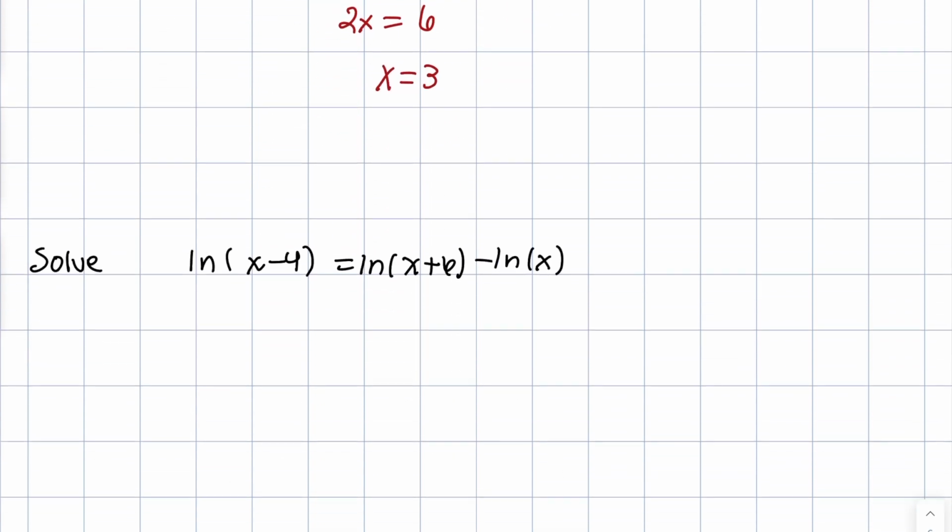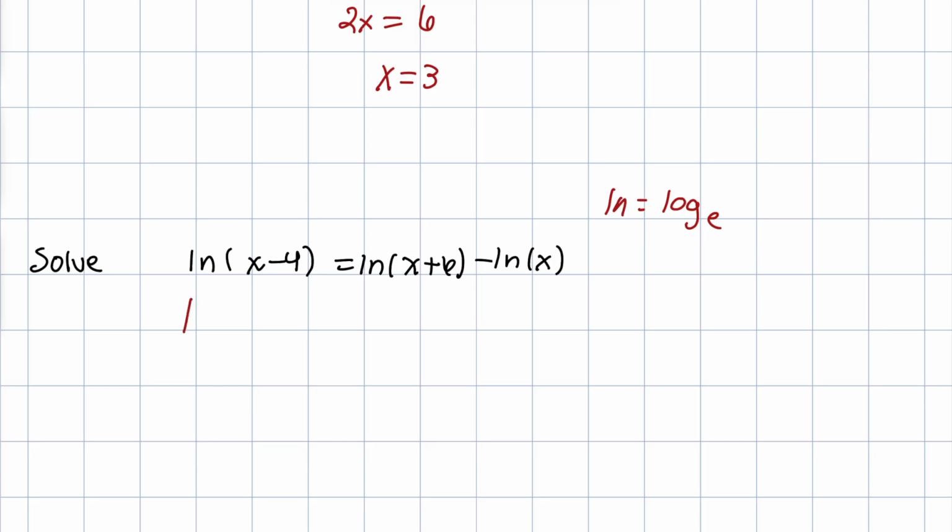Let's try this one. So now we have 3 logs. Now we actually have to be careful because we only have the formula for logs on both sides, and also don't get caught up with natural logs. Remember, they're the same thing as ln equals log base e, so don't get hung up on that. So I'm going to use my properties of logs to rewrite this.